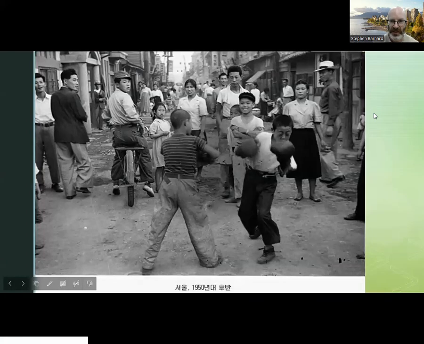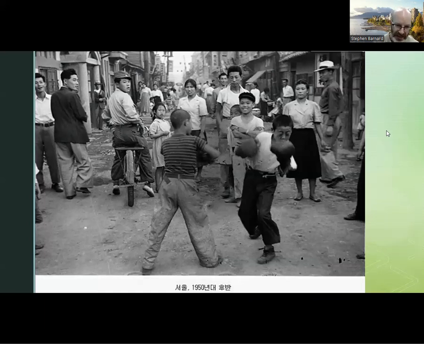Here's a picture which I think says a lot. A picture says 1,000 words, so they say. This says Seoul 1950년대 후반, so the second half of the 1950s. And this is a street in Seoul. It's unpaved. It's a dirt street. Poverty is very, very evident. This is what it was like in the immediate years after the Korean War.